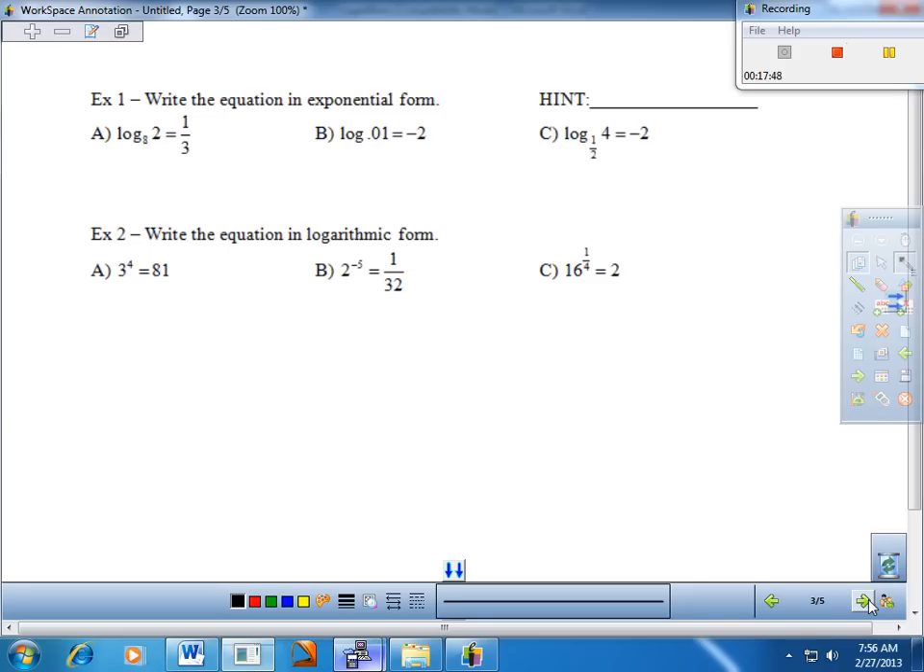So, again, total important skill set, and we want to perfect it here. We want it so it's just totally automatic. Examples 1 and 2. What you have for example 1 are 3 equations written in what we would call logarithmic form. And what we're going to do is write it using its opposite operation, which would be exponential form.